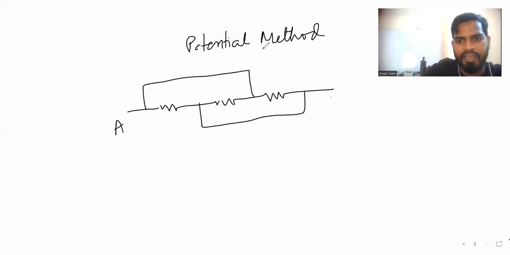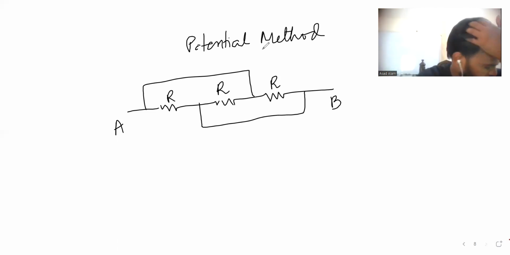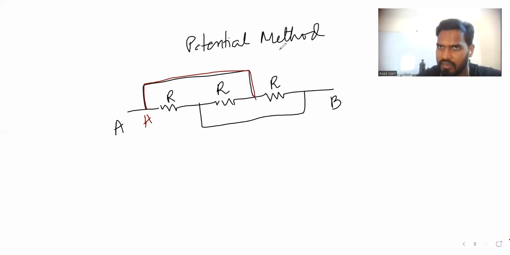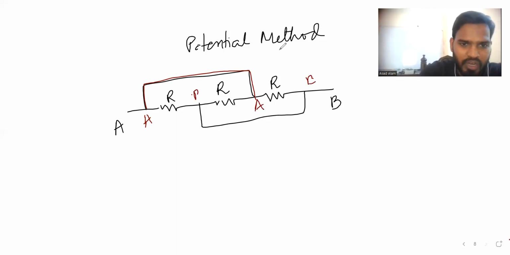Suppose this is A and this is B. Find R equivalent between A and B. So what we will do here, so easy question. Let's take this point as A. In between there is no resistance. If there is no resistance, then voltage is going to remain the same. So this will also be A. If this point is B, this will also be B.